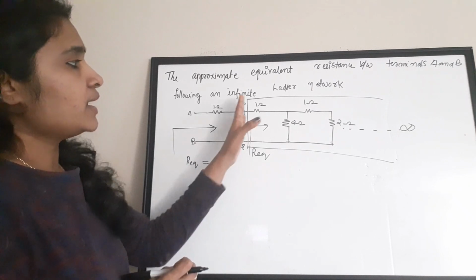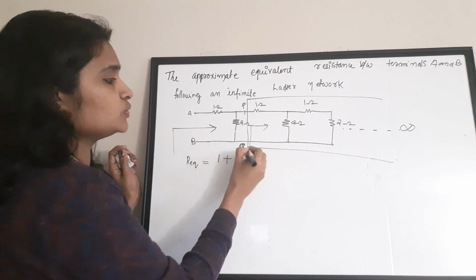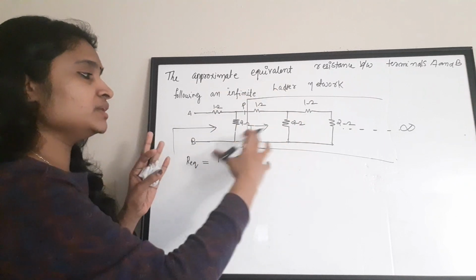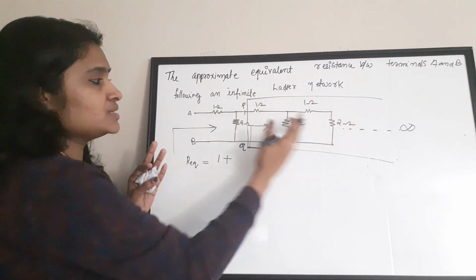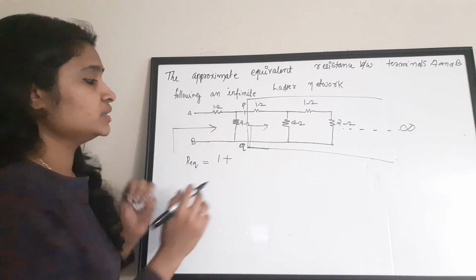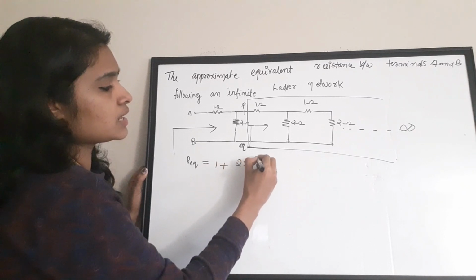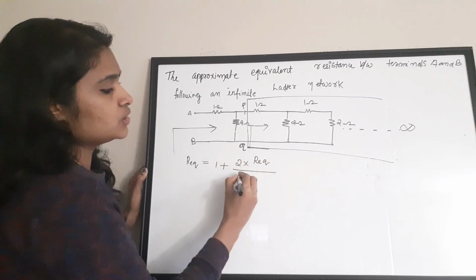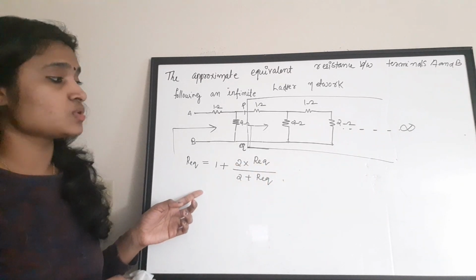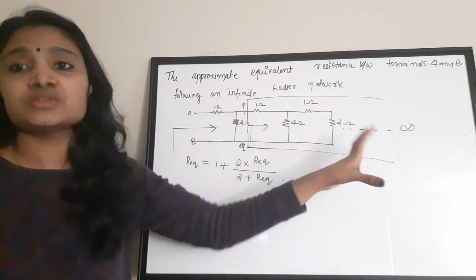Okay, now I'm going to call this portion as Req, and that Req portion, or Req resistance, let that be the equivalent. Req portion is actually connected in what connection with this 2 ohm? In a parallel connection. Okay. So 1 plus 2 into Req by 2 plus Req. This is the equation to solve this infinite ladder network.